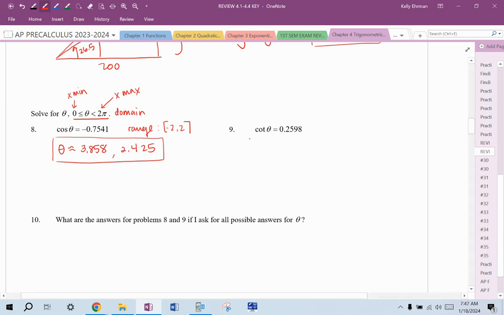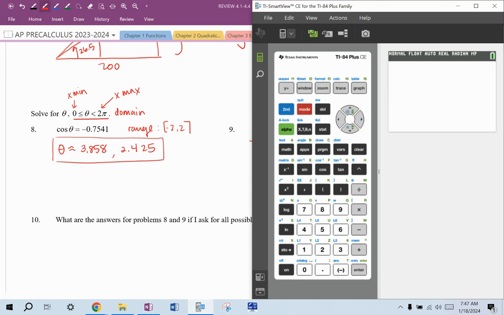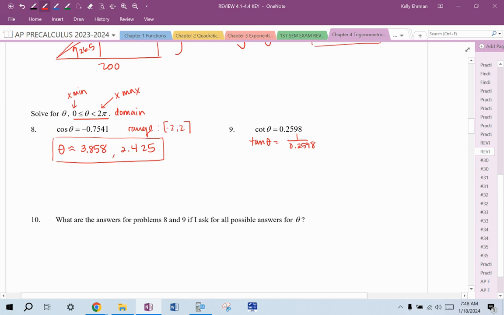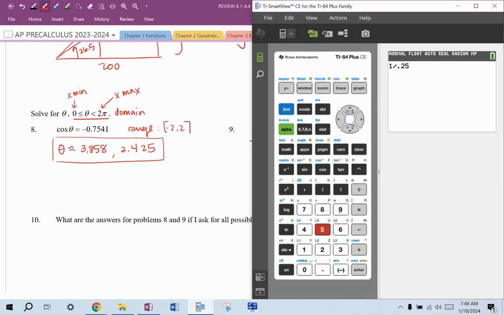Okay, now cotangent, we need to switch. This is tangent of theta equals 1 over 0.2598. Now, this reciprocal might not show up in this window, so it's worth your time to go back to your home screen and see what it is. 1 divided by 0.2598. Like 1 over 0.25 would be 4. So, okay, so this is just outside of the 2 range.